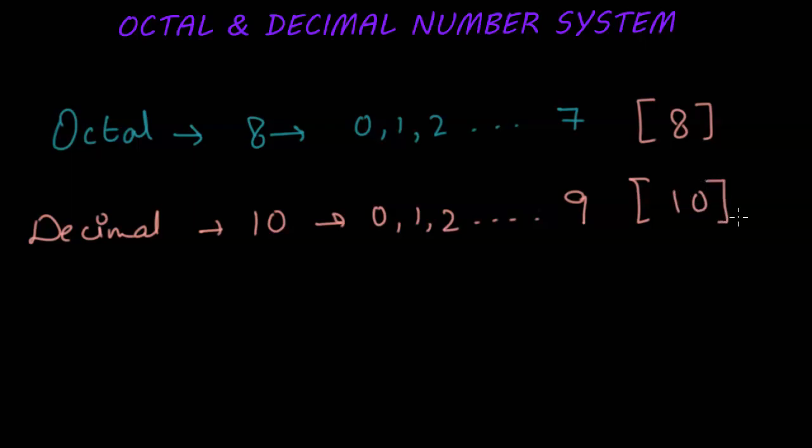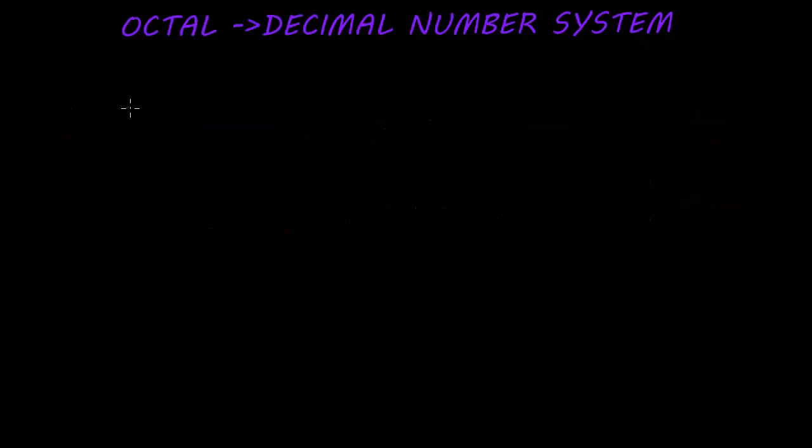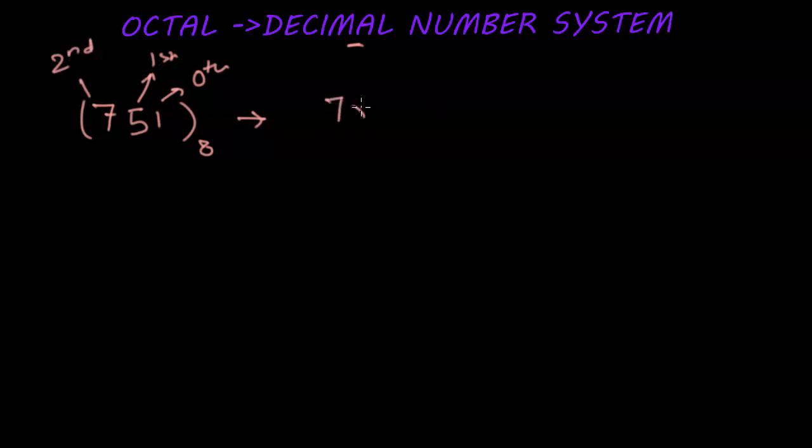Now let's see how to convert an octal number into a decimal number. Let's take a number to convert, let's start with 751 in its octal form. To convert an octal number into a decimal number, we need to weigh these numbers: 0 position, first position and the second position. So we have 7 into 8 to the power 2 plus 5 in its first position, so 8 to the power 1, and 1 in its 0th position, so 8 to the power 0.